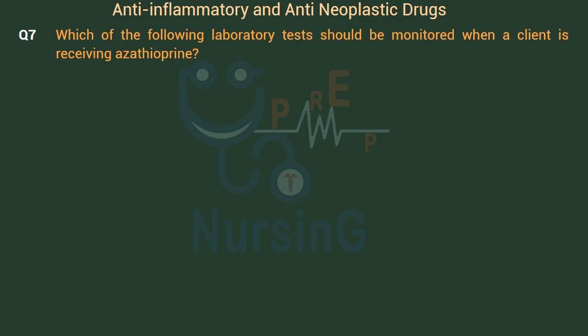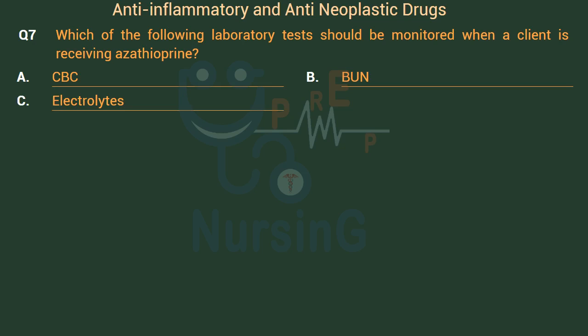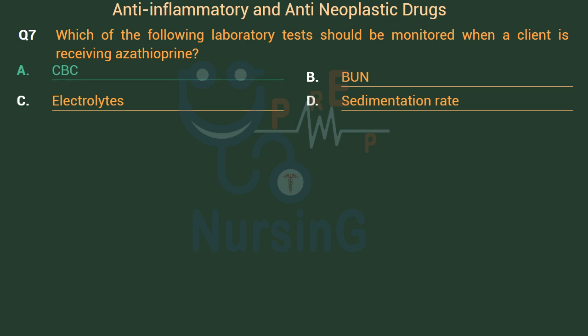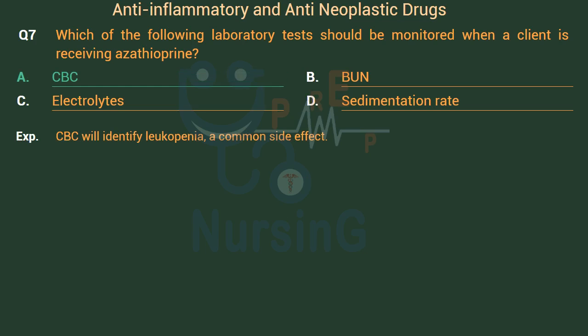Which of the following laboratory tests should be monitored when a client is receiving azathioprine? Option A. CBC. Option B. BUN. Option C. Electrolytes. Option D. Sedimentation rate. Right answer is Option A. CBC. CBC will identify leukopenia, a common side effect.